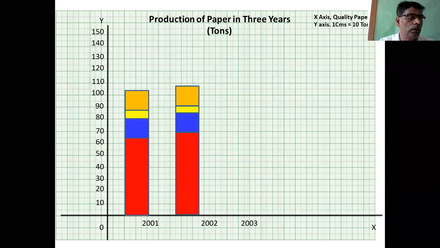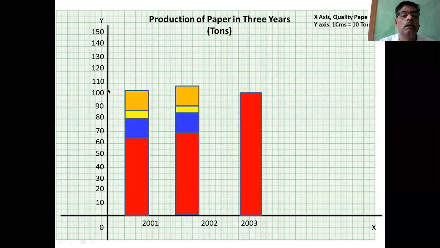And next year 2003, first is 103. Up to 103 is the first part, first component. Second component's values up to 127. And third is 132. Last is 145. Okay, this is the diagram. This is the component bar diagram.